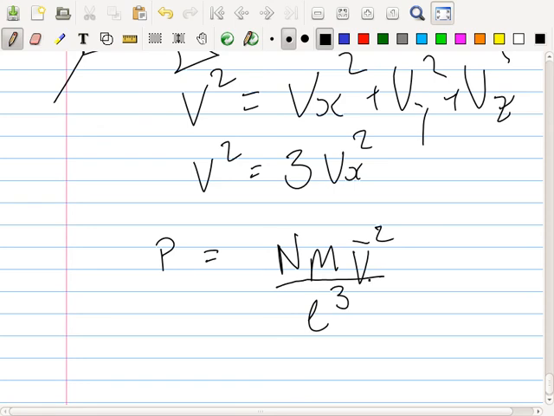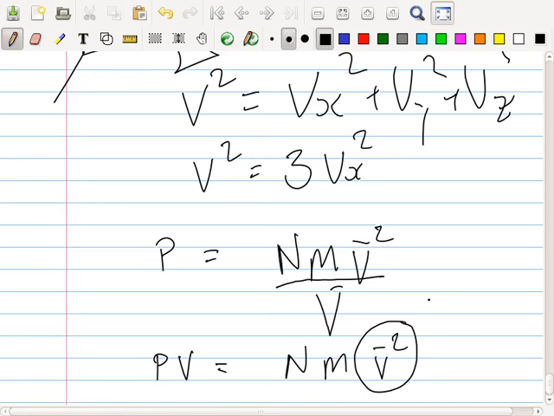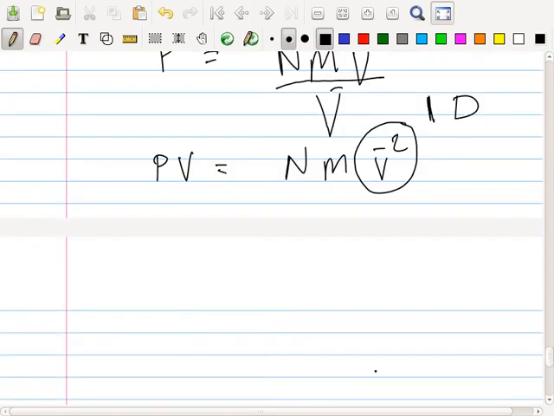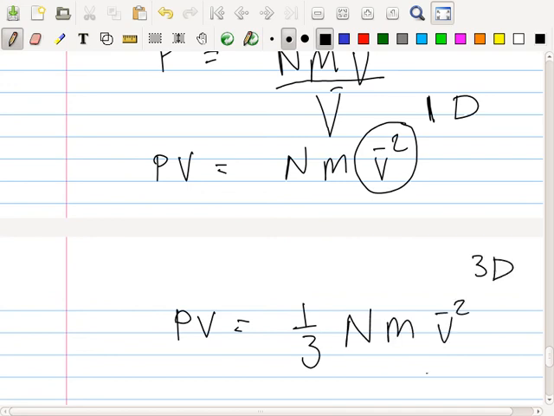Okay. Now, this here, L cubed, what does L cubed equal? That's volume, not this v, a big V, okay? So I can say PV equals nm v squared. But this part isn't right, because as Jing Dong said, this is for one dimension. But how many do we have? 3. So we get PV equals 1 over 3 nmv squared. That's for 3 dimensions. And big N is the number of particles, yes.